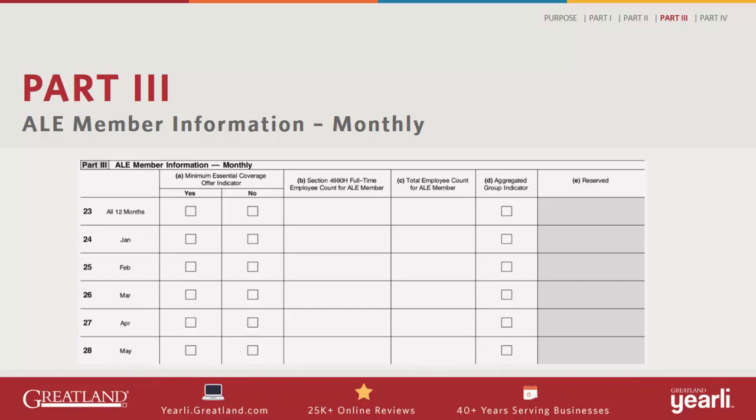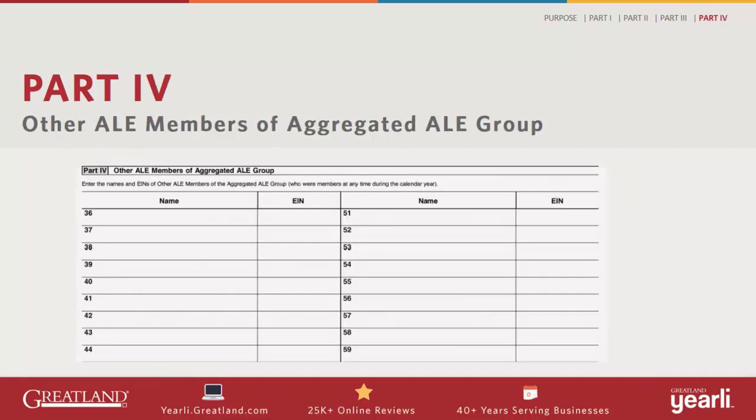If line 21 on Form 1094-C is checked yes, indicating that the employer was a member of an aggregated ALE group, check the months in column D for each month the employer was a member of an aggregated ALE group. Lastly, if the employer is a member of an aggregated ALE group, by checking yes on line 21, the employer is also required to complete Part 4 of Form 1094-C, which is the listing of the other ALE members of an aggregated ALE group. In Part 4, enter the name and employer identification number of up to 30 of the other aggregated ALE members, not including the reporting ALE member.